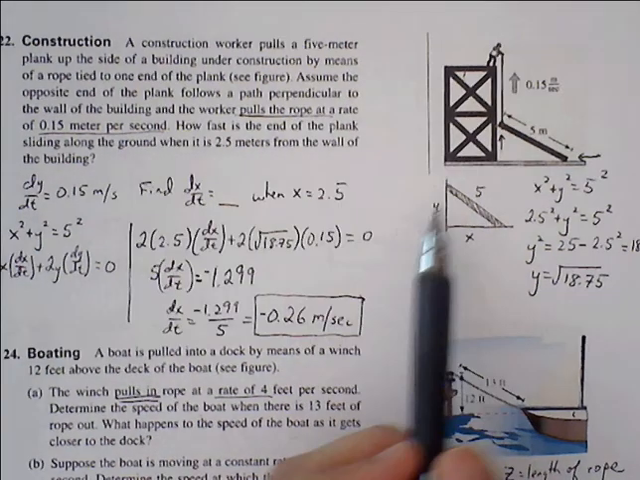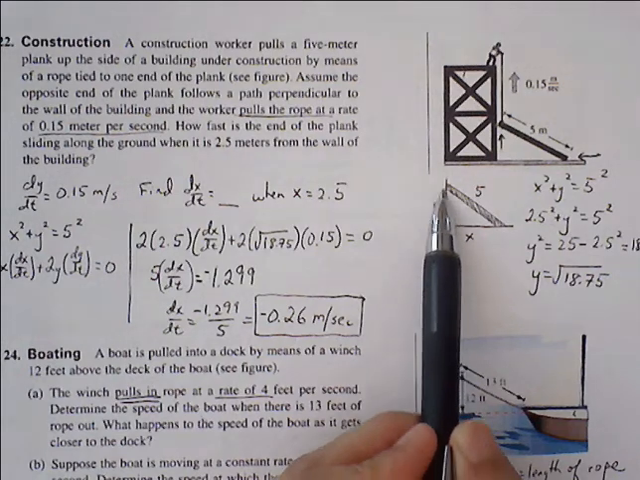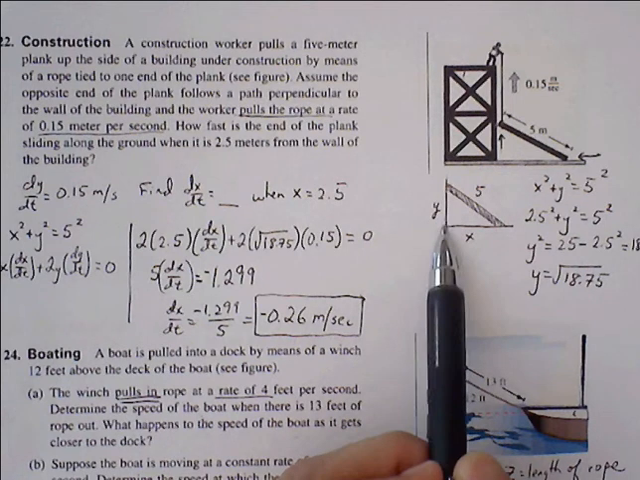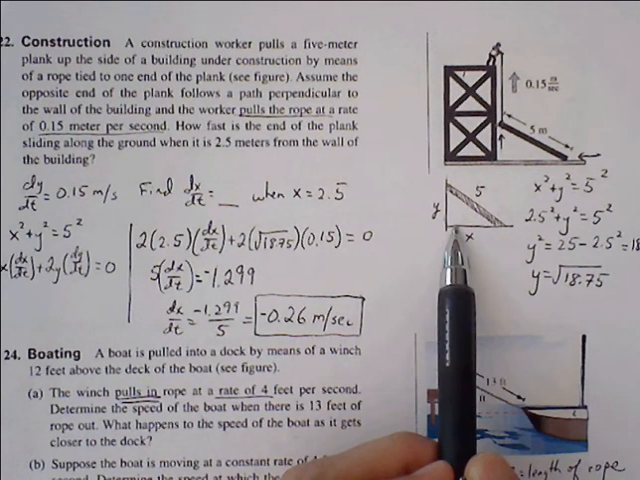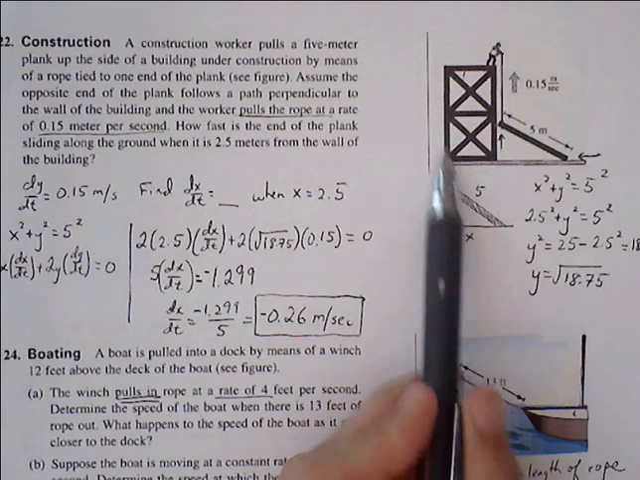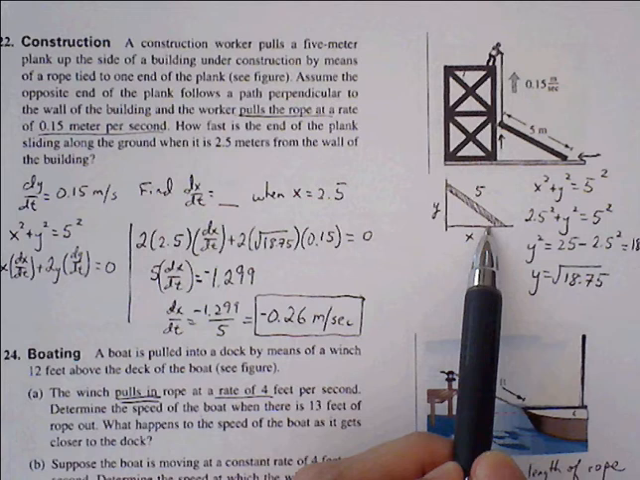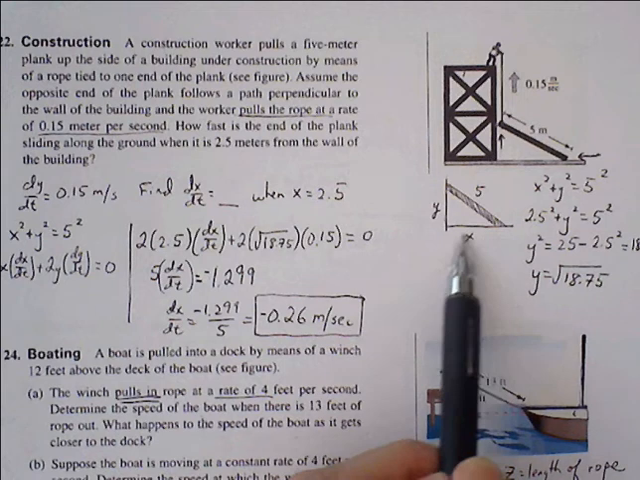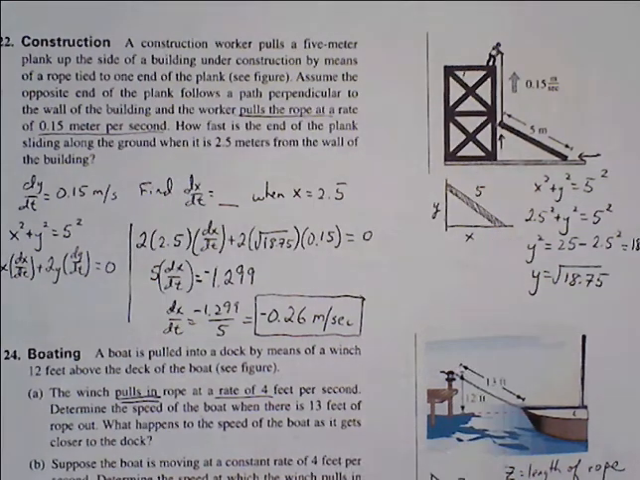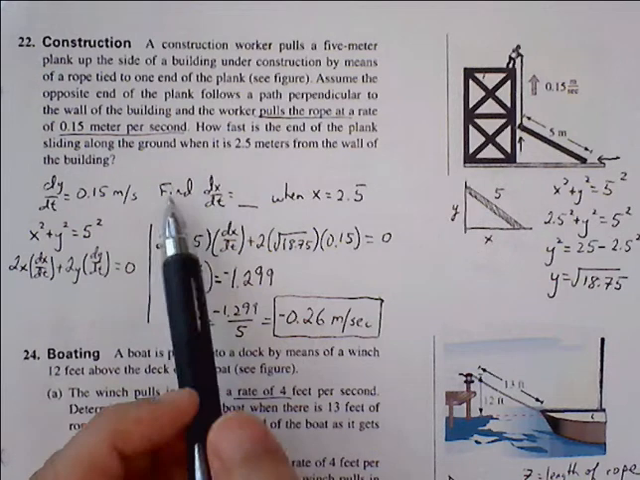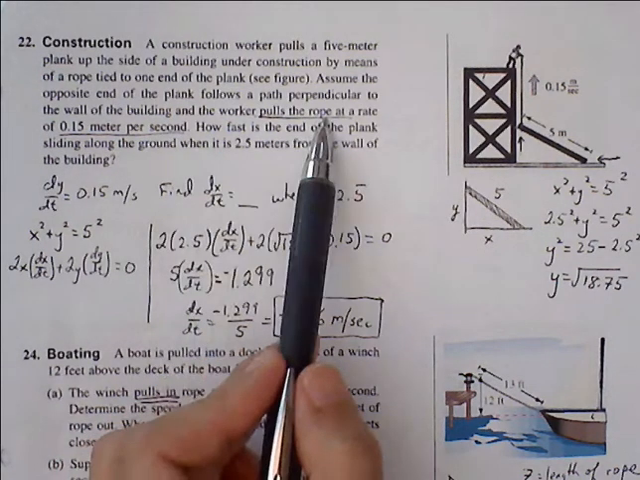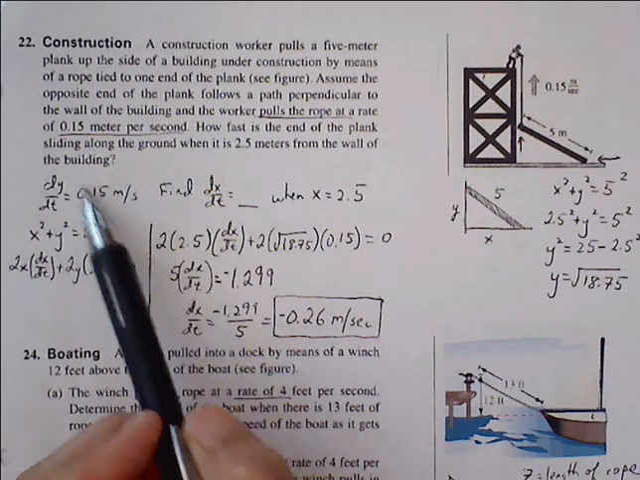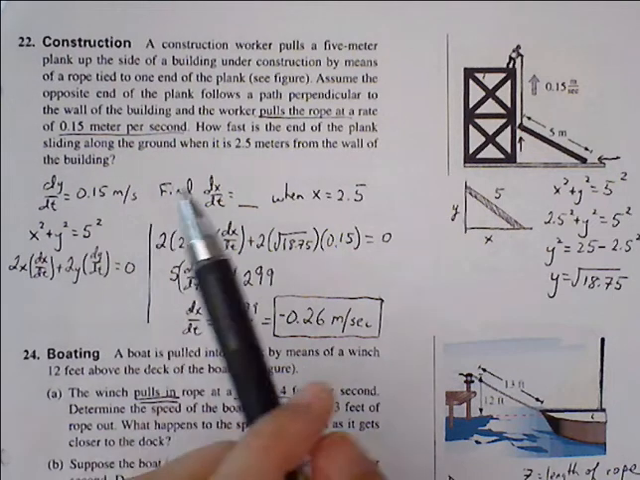So as the worker is pulls the plank up, we know that this y value is going to be increasing over time. It's going to get taller and taller. So we know dy/dt should be a positive rate. But for x, dx/dt, as the plank is getting pulled up, the plank is also sliding towards the wall, meaning that this x value is going to get smaller over time. So we know dx/dt will be a negative value. Okay, so let's see. We know that the rope is being pulled up at a rate of 0.15 meters per second, and we know that the y value is increasing, so we can say dy/dt is a positive 0.15 meters per second.